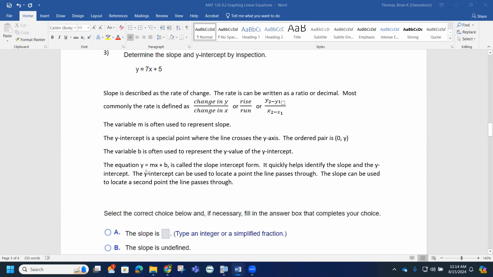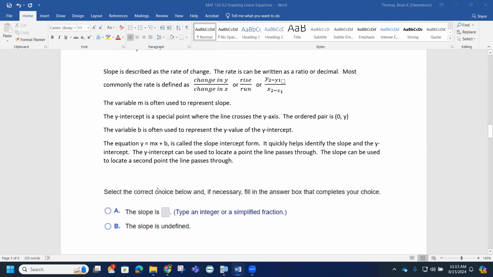So we're going to be given this equation, y = mx + b. This is called the slope-intercept form of the equation. If an equation is written in this form, it helps us identify quickly the slope and the y-intercept. The y-intercept can be used to locate a point on the line, and the line is going to be passing through this point. The slope can be used to locate a second point that the line passes through.